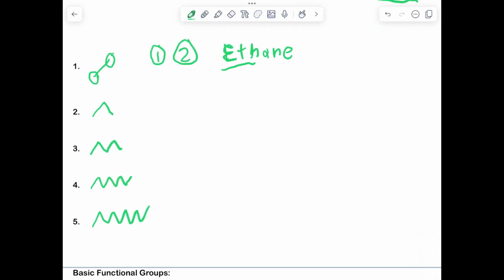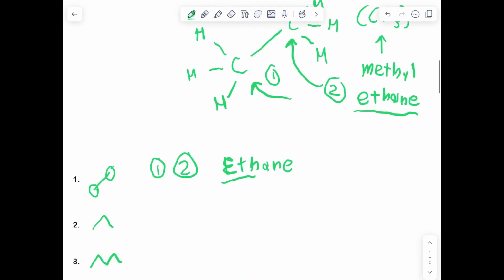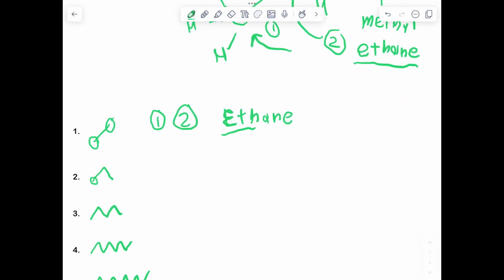Okay, so let's count the carbons. We can start in either order from either side of the alkane chain. So we're going to start from the left, going to the right. 1, 2, 3. So what is that prefix, guys? Propane. Awesome.